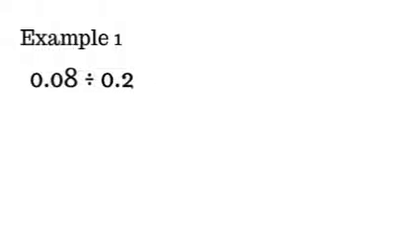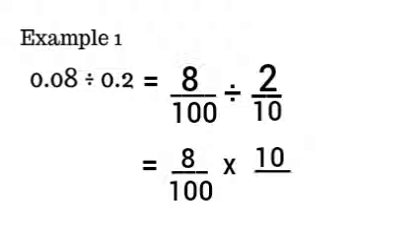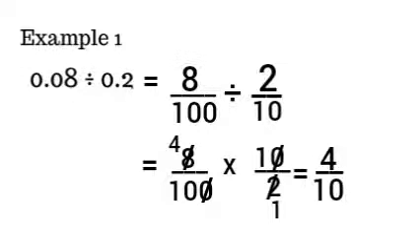Example 1. 0.08 divided by 0.2. So 0.08 can be written as 8 over 100. So this is equal to 8 over 100 divided by 2 over 10. This can also be written as 8 over 100 times 10 over 2. We will go ahead and simplify. 0 cancels 0. 2 into itself is 1, into 8 is 4. So our final answer is 4 over 10. When we convert 4 over 10 to decimal, our answer becomes 0.4.